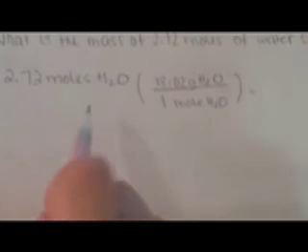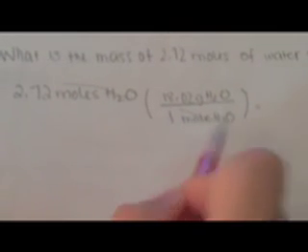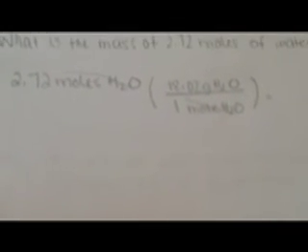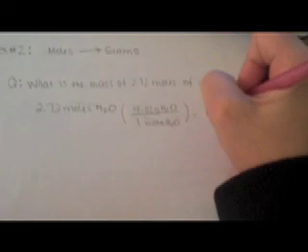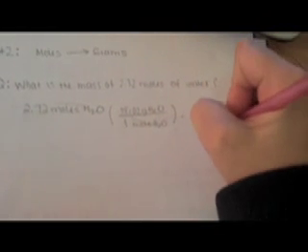So now we see again that the moles cross out, and that leaves us with 2.72 multiplied by 18.02. So then now we know that that equals 49.0 grams of H2O.